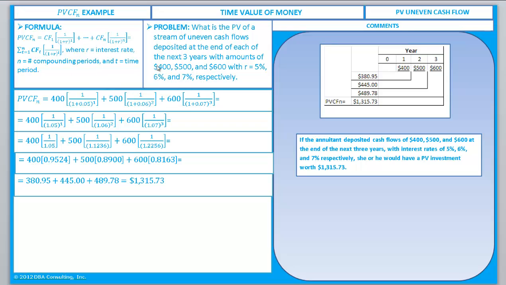CorporateFinanceHeadquarters.com. This is Jeff. This example is a time value of money example, and we're dealing with present value of cash flows, and specifically present value of uneven cash flows.